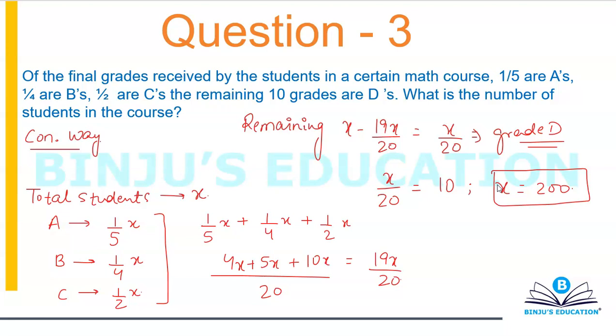So what I did again was I analyzed the question. I took the number of students to be x, a variable basically. Accordingly, I calculated students who are receiving A, B and C. And I subtracted the sum of A, B and C from the total in order to calculate the value of D in terms of x. I know the value of D, that's equal to 10. So x/20 is equal to 10. Hence x is equal to 200. And that's your answer.